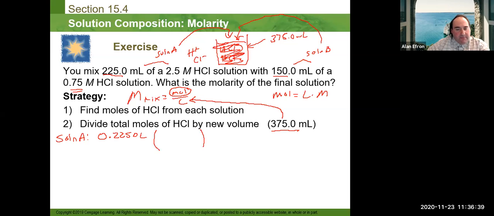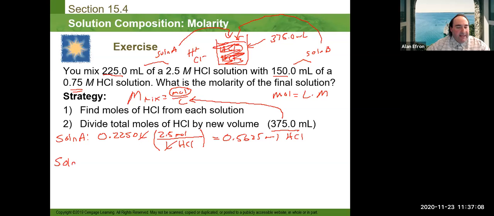We're going to use the molarity of our first solution, which is 2.5 moles per liter of HCl. Again, the liters are going to cancel each other out. 0.2250 times 2.5 gets us something like, we'll call it, 0.5625 moles. We won't round too much right now, coming from our first solution.